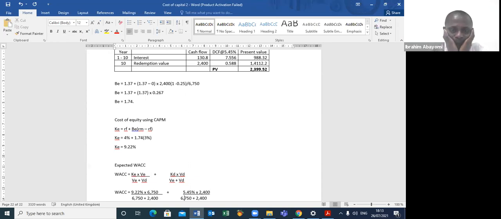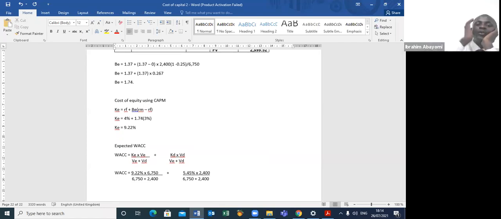Who can tell me the error I have made here? Who can tell me the error in my solution? If you cannot tell me the error, it means you have not understood cost of capital. So what is the error here? Nobody?